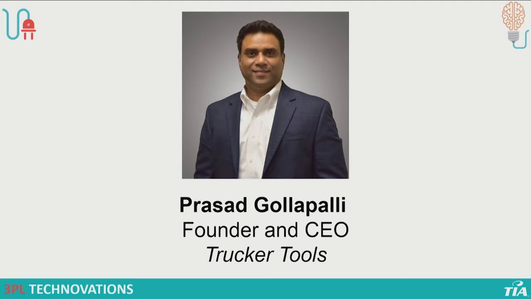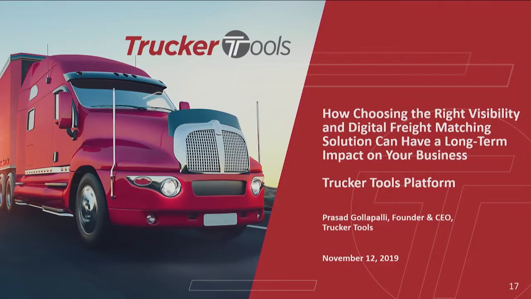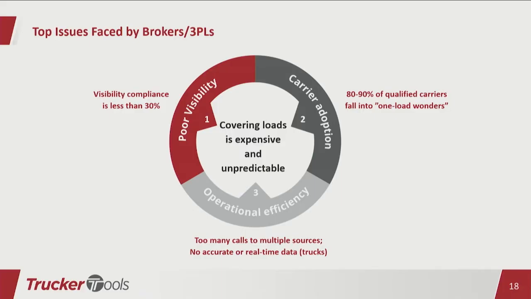For today's demo, I'm going to use a quick backdrop of the top issues being faced by brokers. The number one issue, at least this year, is poor visibility. Most brokers are struggling to get more than 30% compliance with their visibility. This is very important because most of your customers, shippers, are demanding 80% or higher visibility compliance. So this is a big gap for you to address.